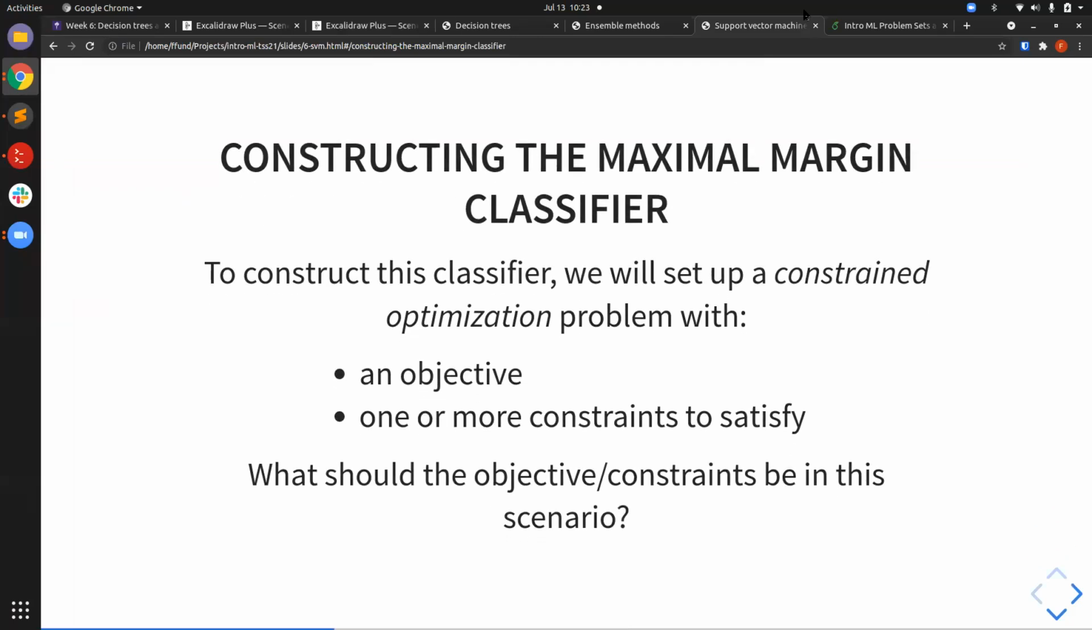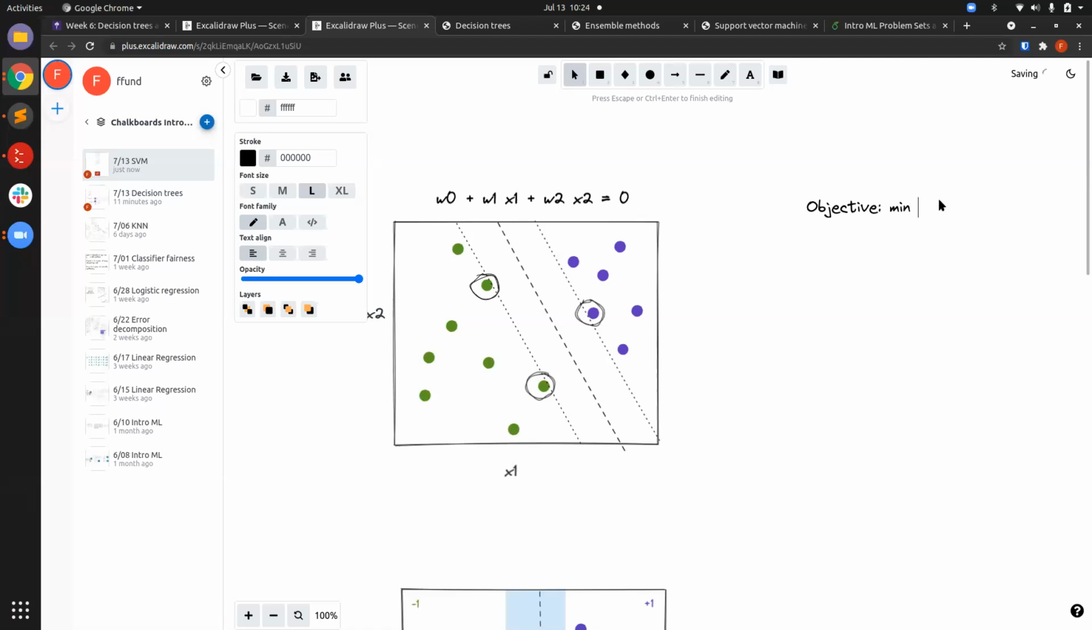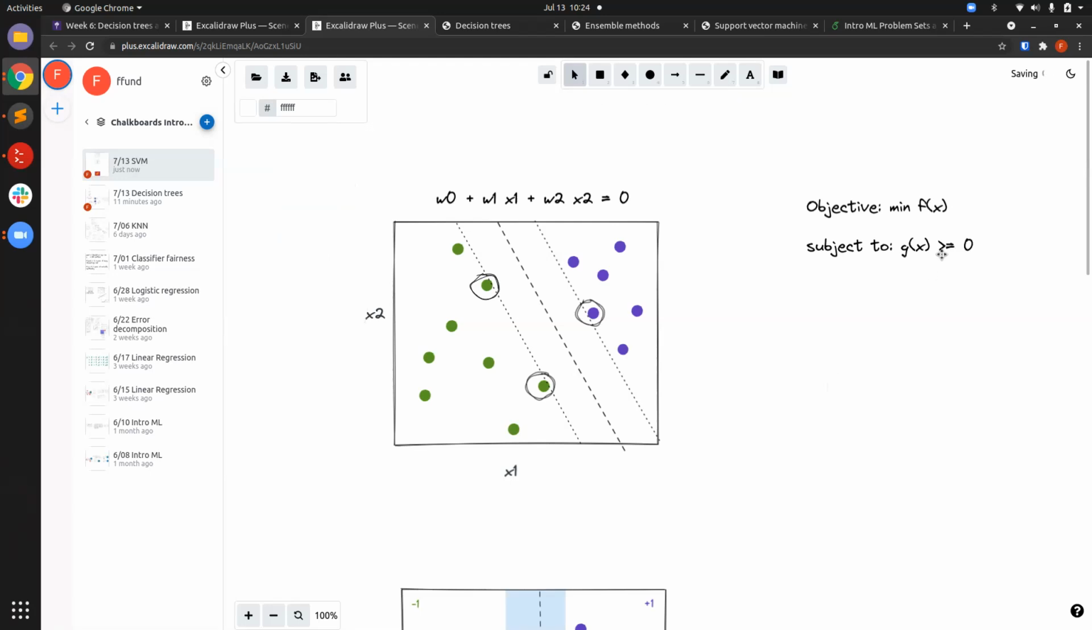Now, how do we actually build this maximal margin classifier? To construct this classifier, we're going to set it up as a constrained optimization problem where we have an objective and we have one or more constraints. What do you think the objective and the constraints are? When I say an objective and constraints, I mean the objective is going to be, let's say, minimize or maximize some function, and constraints are going to be subject to, for example, g of x greater than or equal to 0. That's just an example. Now, for this particular problem, what do you think the objective and the constraints are going to be?